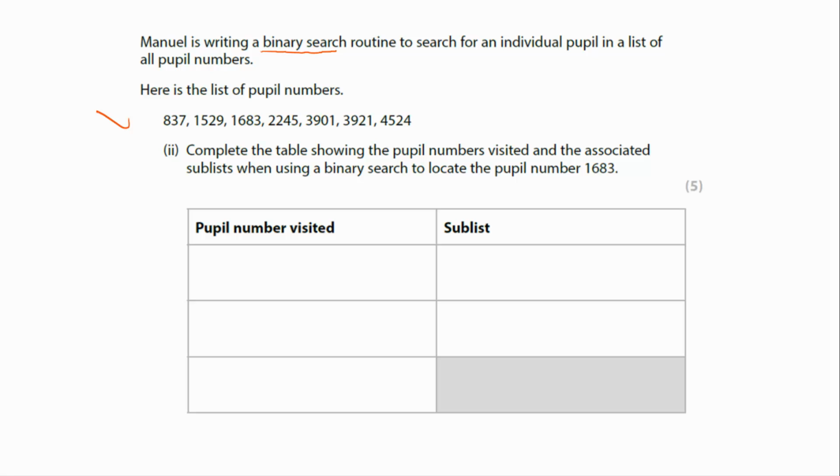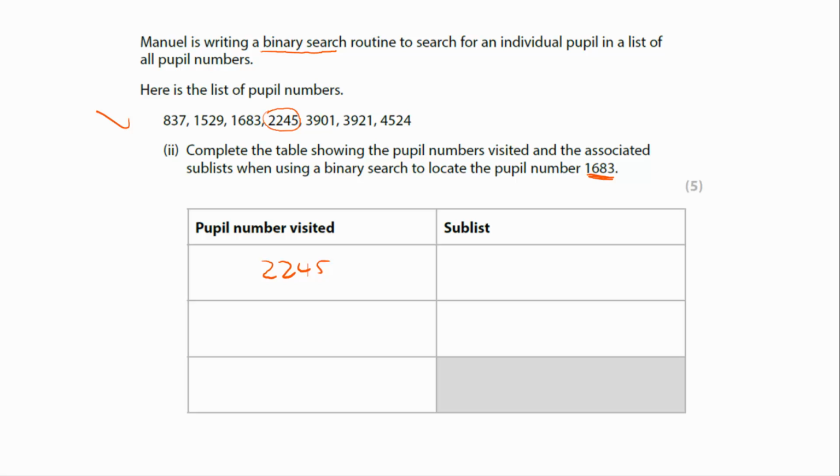So it's probably easiest to show you this actually. So the first thing we do, we need to divide it by 2. So we get our middle point, which is our pivot. So the middle is here. And what we do, this is our number we're looking for, 1683. We need to compare this to 2248. So actually, first of all, this is the first one we're visiting, so we write down this here.